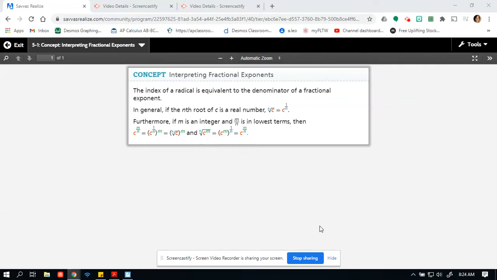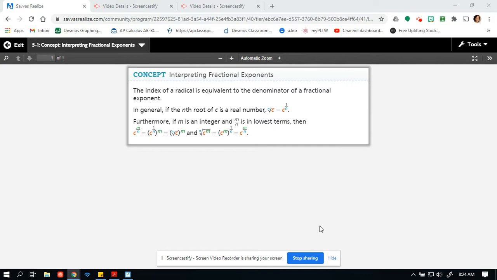Hello everybody, in this video we're going to look at the concepts of interpreting fractional exponents, and then we're going to look at example 3.